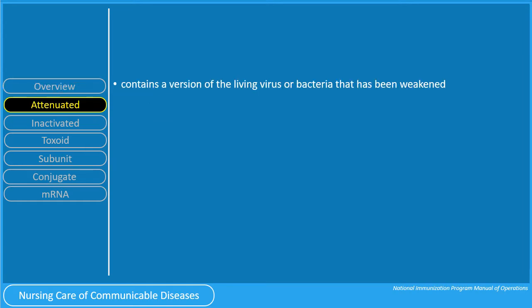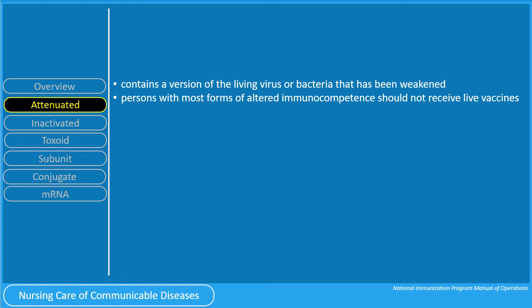Attenuated vaccines contain a version of the living virus or bacteria that has been weakened so it does not cause serious disease in people with a healthy immune system. Immunity is elicited by replication of the attenuated microorganism in the vaccinated person. The immune response to a live attenuated vaccine is identical to that induced by natural infection. Persons with most forms of altered immunocompetence should not receive live vaccines.